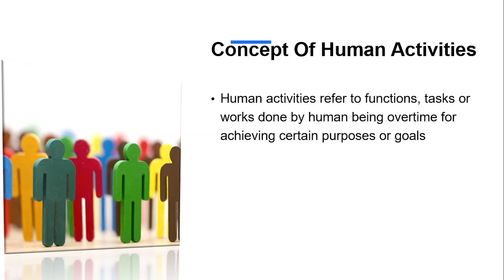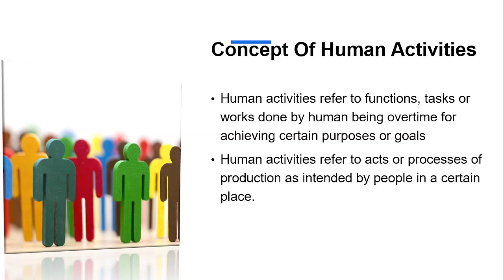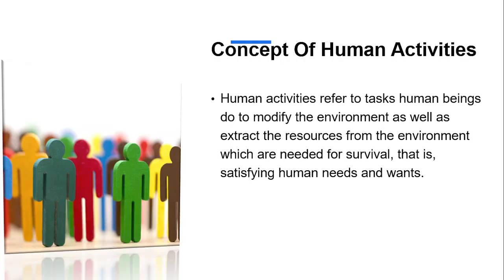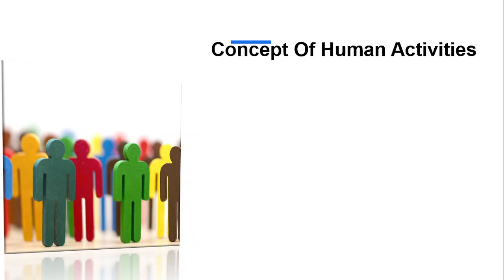They are all those activities that human beings do just to gain income, or just to live, or just to get something for their livelihood. So that's all about human activities. Human activities also refer to the acts or processes of production as intended by people in a certain place. That's the other way to look at it. So all those are definitions of human activities. Human activities also refer to the tasks that human beings do to modify the environment as well as to extract the resources from the environment which are needed for their survival. That is, satisfying all human needs and wants.